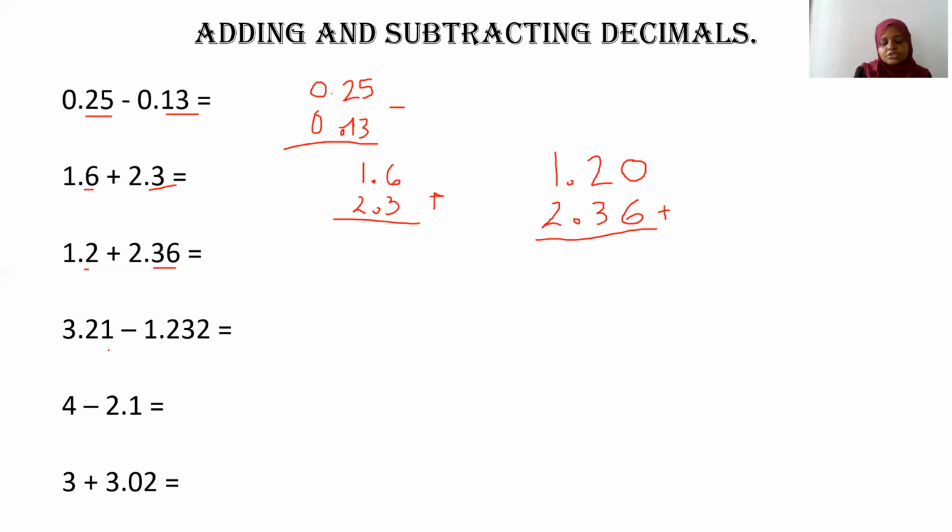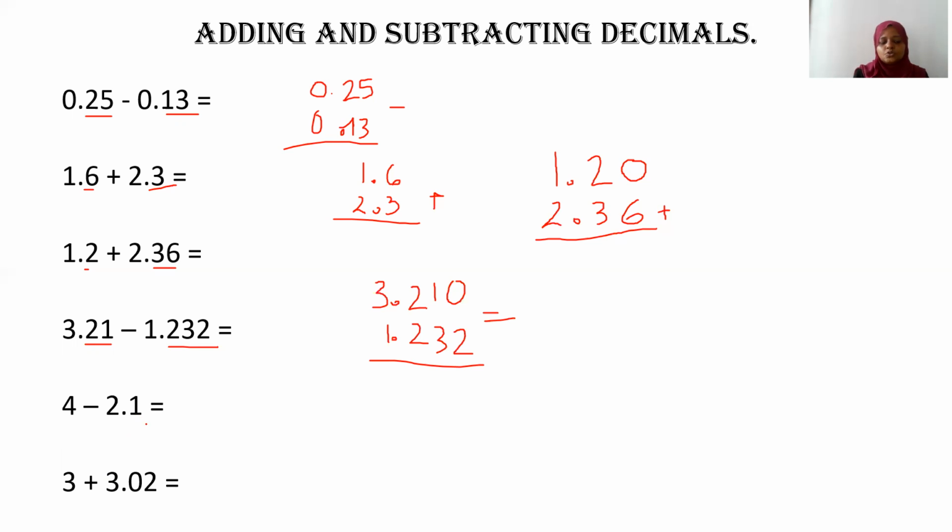Now look at the subtraction. Subtraction is where most of the children make a mistake. There are two numbers here. So there are three numbers here. So when you're writing this, 3.21, 1.232, there is no number here. So you add in a 0 here, right? So you have to be very careful, children. So look at the next example.